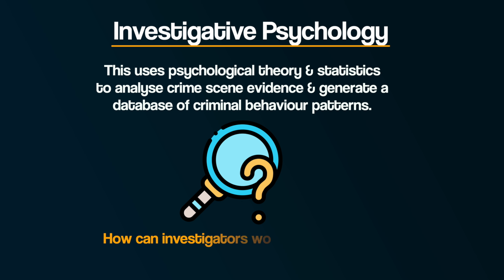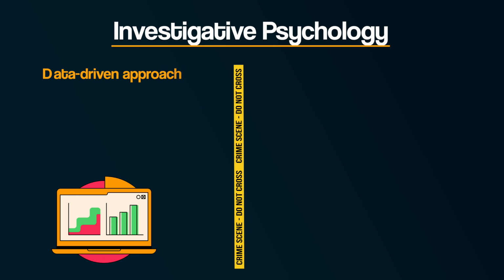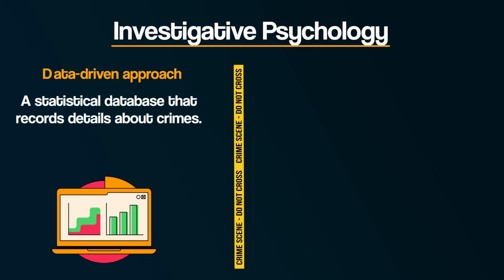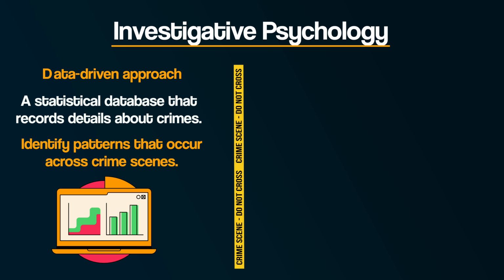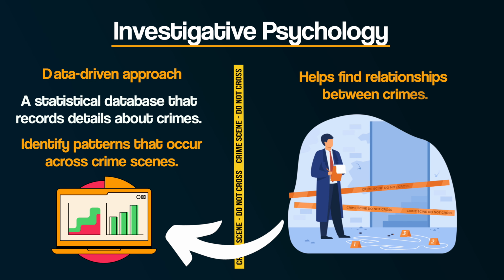This uses psychological theory and statistics to analyse crime scene evidence and generate a database of criminal behaviour patterns. What does that mean? Well, how can investigators work out if a series of crimes were all committed by the same person? This is where a data-driven approach is needed. What you need, according to Canter, is a statistical database that records details about crimes. This then enables them to identify patterns that occur across crime scenes. When a crime is committed, it can be compared with this database for any similarities, which can then be used to make predictions about the characteristics of an offender.